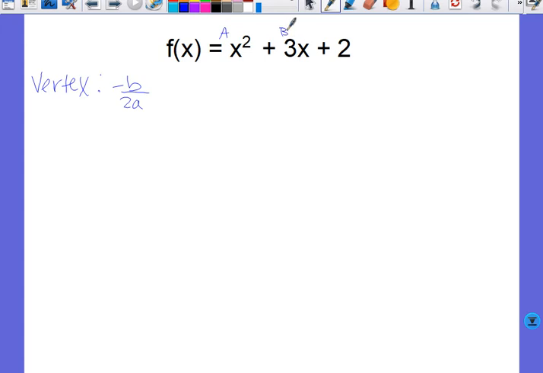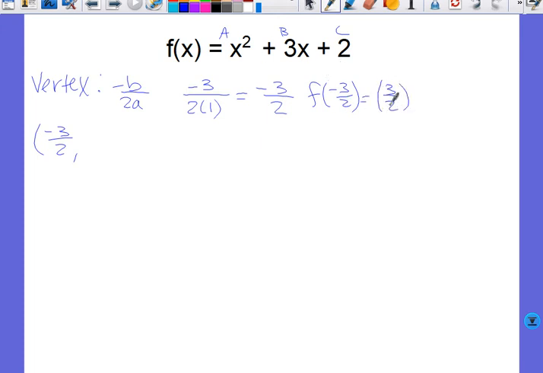If this is a, this is b, this is c. And negative b is -3 over 2 times 1. My b was positive, but that negative left it alone, so I only have 1, which gives me -3 over 2. So that's my x value right now. Now, in order to find my y value, I have to substitute that value into my function, and I get (-3/2) squared plus 3 times -3 over 2 plus 2.